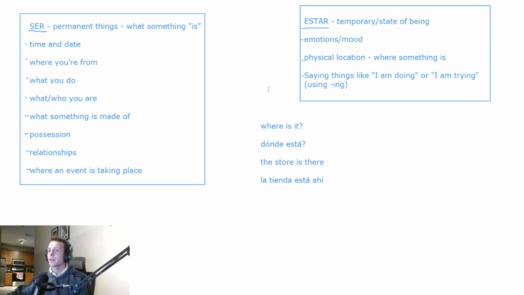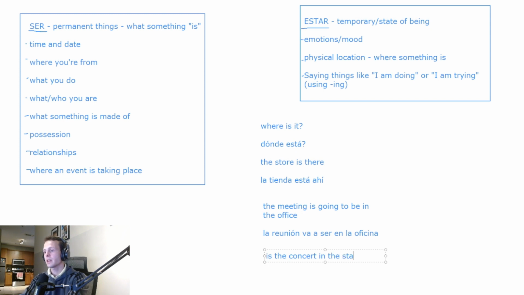Now, there is a time for location where you will use ser, but it's only when you're talking about where an event is taking place. If I were to say the meeting is going to be in the office, this would be la reunión va a ser, going to be, en la oficina. And we're using ser in this instance. If I were to ask, is the concert in the stadium? I would say, ¿es el concierto en el estadio?